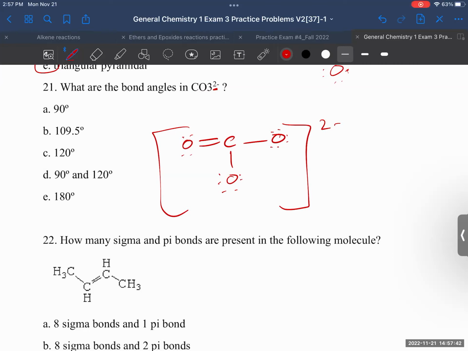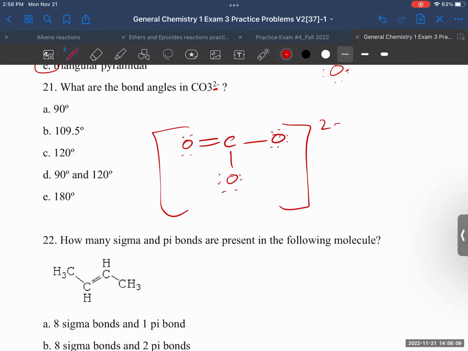Why is it 120? I'm gonna be confident. You've got 3 to go around, it's flat, so you have to go 360. 360 divided by 3 is 120. How do you know it's flat? There's no lone pairs on the central atom. What's the molecular geometry of this? Trigonal planar, no? Trigonal planar.